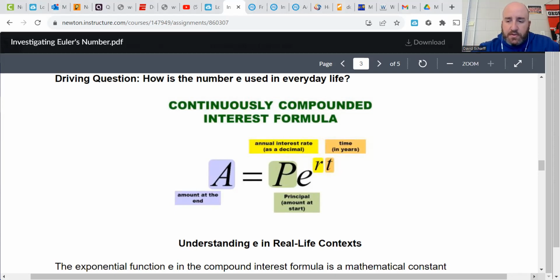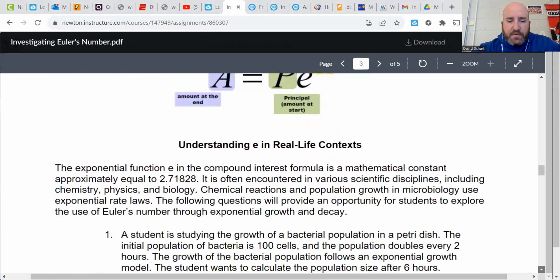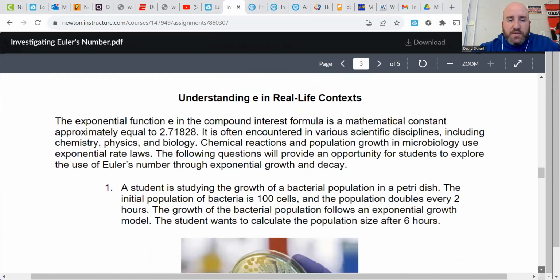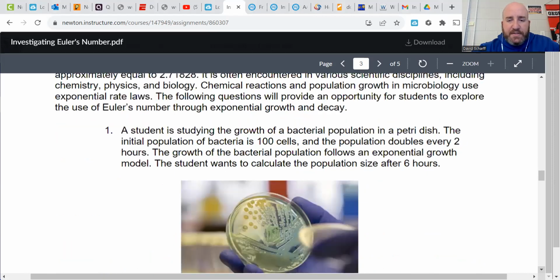Okay. So the first problem that we did in class: a student is studying the growth of a bacterial population in a petri dish. The initial population of the bacteria is 100 cells, and the population doubles every 2 hours. The growth of the population follows an exponential growth model. The student wants to calculate the population size after 6 hours.